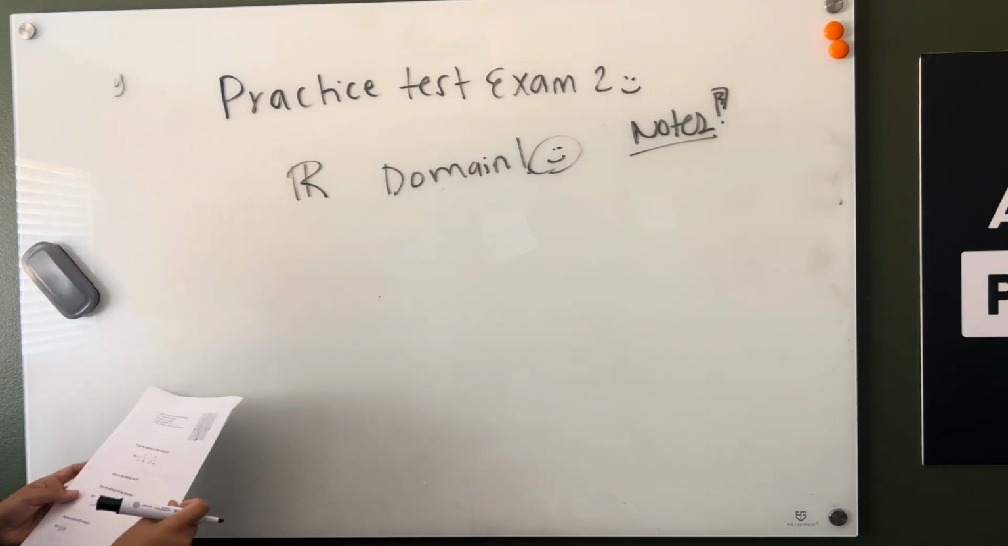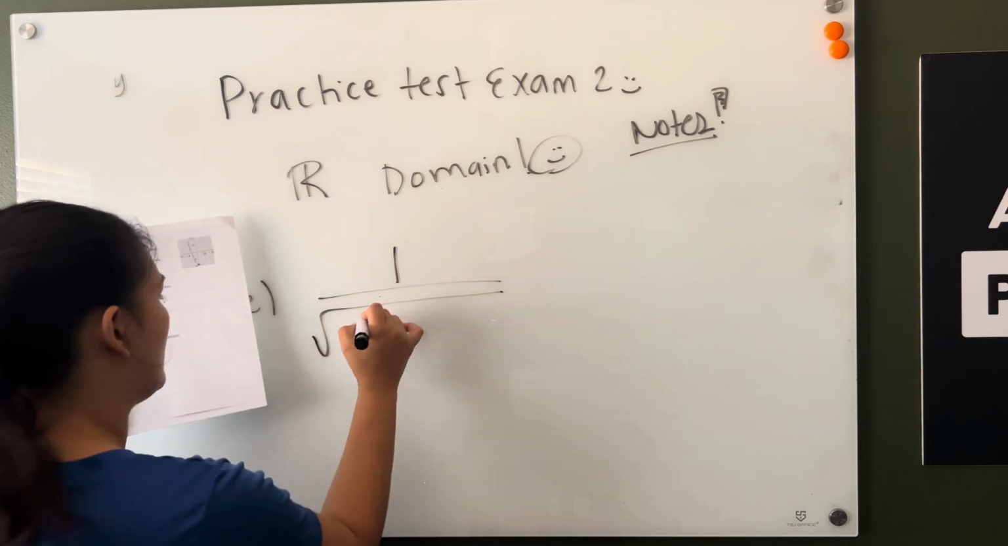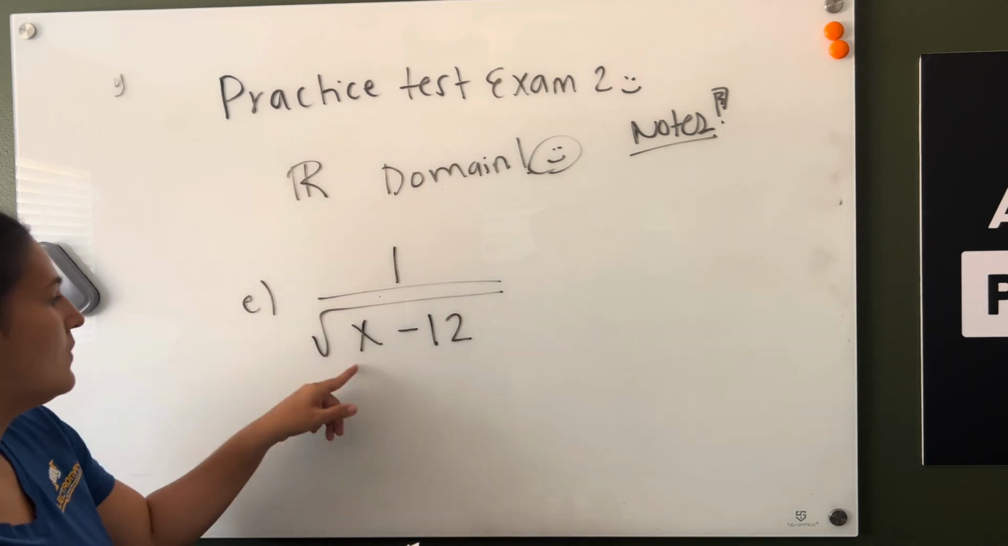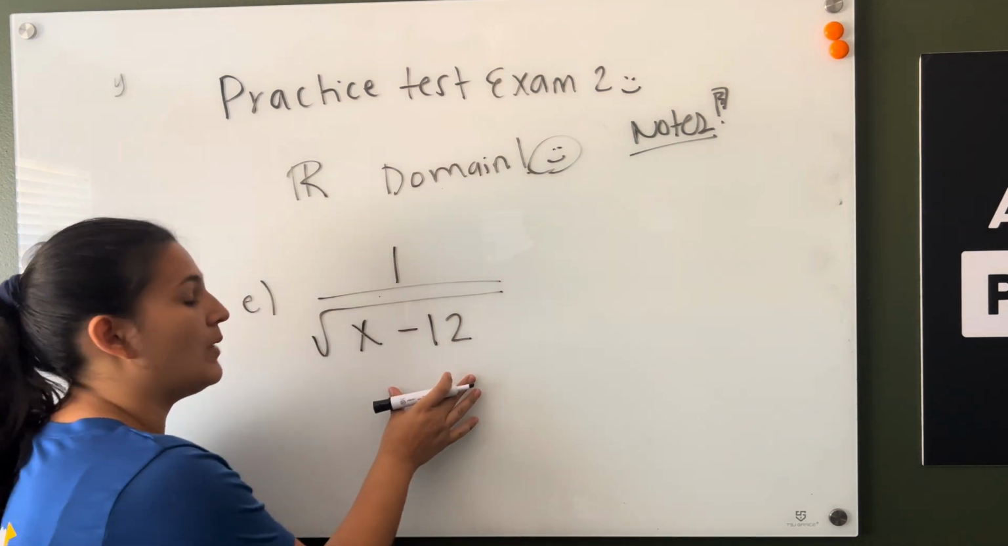All right, okay, part E. Part E is interesting because we have a square root, so you have to keep in mind we want positive numbers, but at the same time it's in the denominator, right? So we want this to not equal 0, right? And at the same time we want positive values, right?